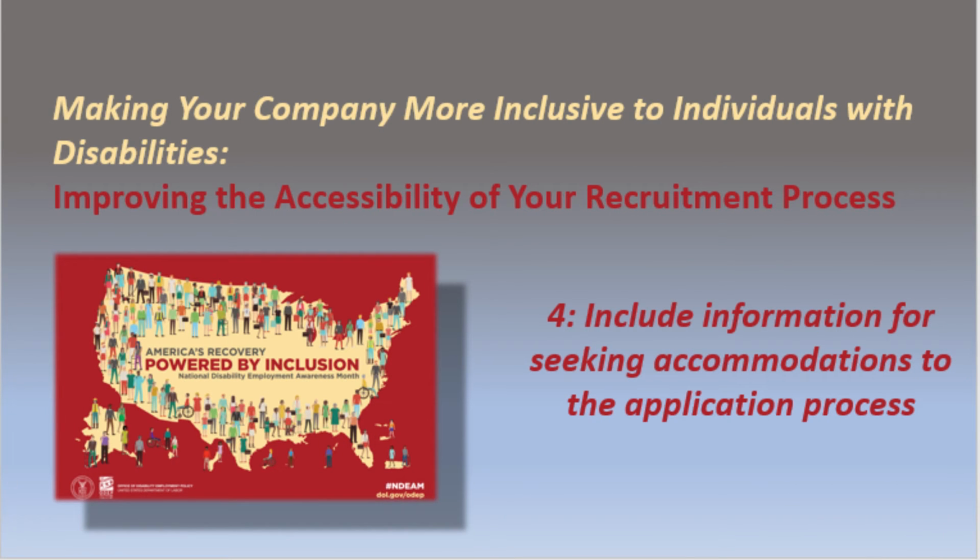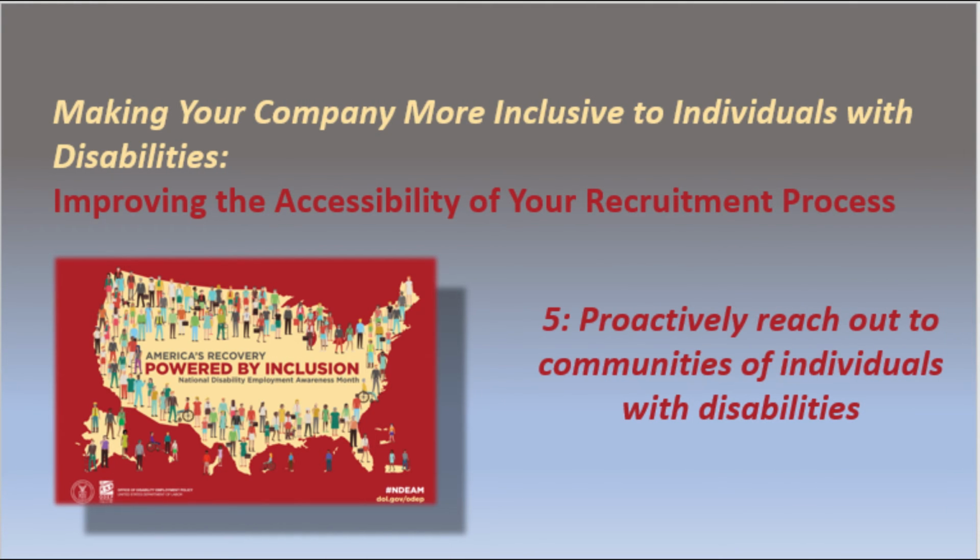The fourth step is to include information on your website or job posting for seeking accommodations to the application process. By not including alternative solutions to applying for those with legitimate difficulties navigating your application system, not only are you potentially losing the most suited candidate for the position, but you could also face difficulties if your company is required to participate in OFCCP Section 503 audits. Instead, make sure to include information on how to seek an accommodation to the application process, such as the contact information for the person responsible for incoming applications.